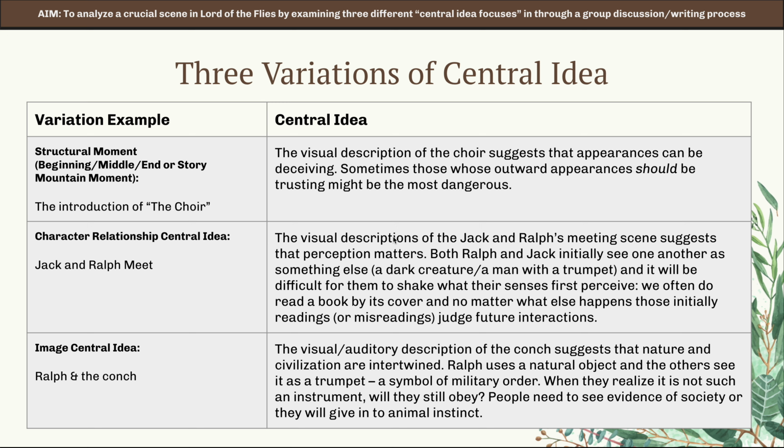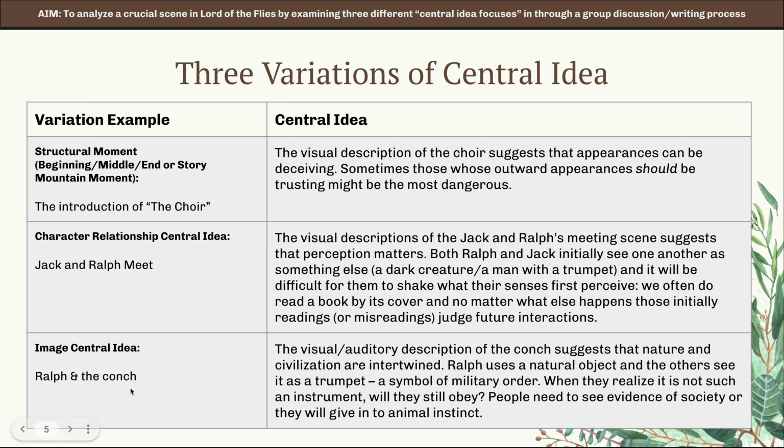Okay, so what that means is Ralph is going to see a dark creature in Jack, and Jack is going to see a boy who thinks he's a man and be annoyed by it. And what's interesting is they're both kind of misguided, and yet that is kind of who they are. So there's something about that.